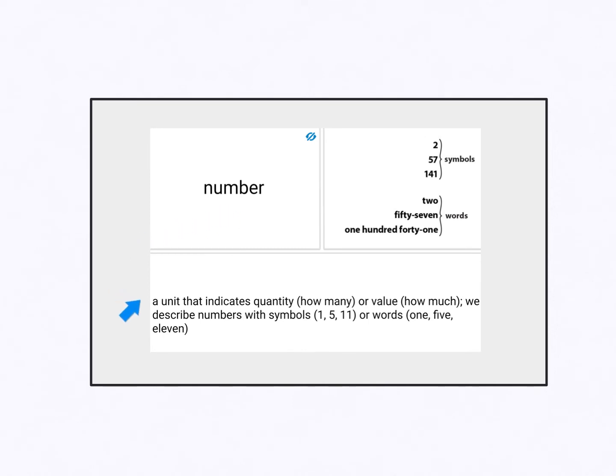Number is defined as a unit that indicates quantity, how many, or value, how much. We describe numbers with symbols, like these, or words: 1, right here, 5, right here, or 11, right here. Up here is another example. Here's our symbol, and our word is 2. Here's our symbol, our word is 57, and here's another symbol, which adds up to 141.